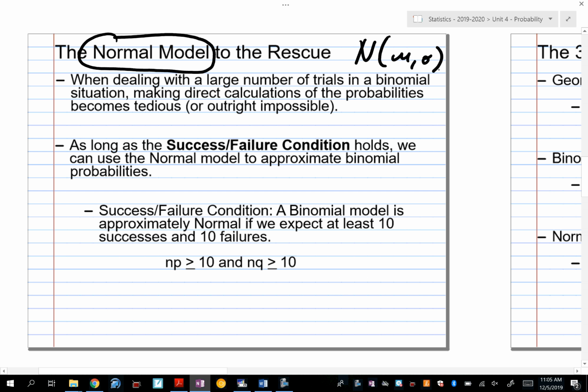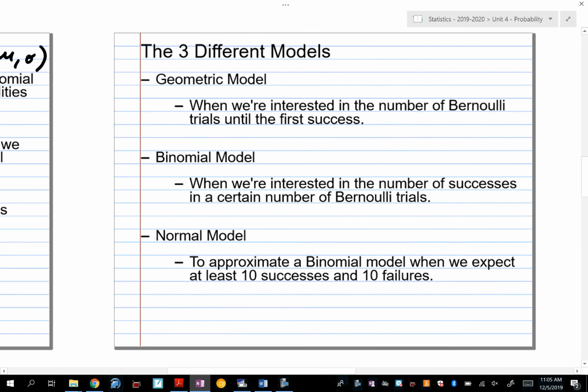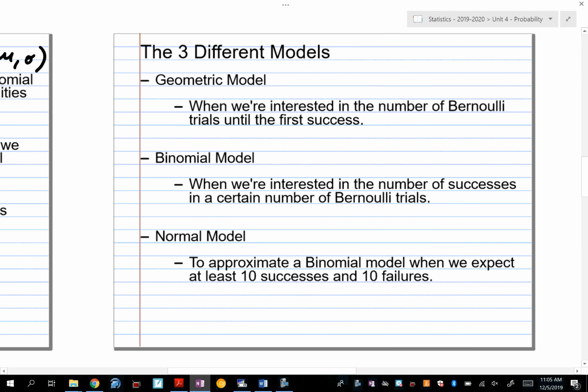The last slide is just a summary slide, a recap of what you need to know from this chapter. So these are the three. Now again, this third one, the normal model, we've already talked about, and it's really an extension of the binomial. You use the normal model as an extension of binomial once you get to too large a number of trials, where it becomes not possible anymore.